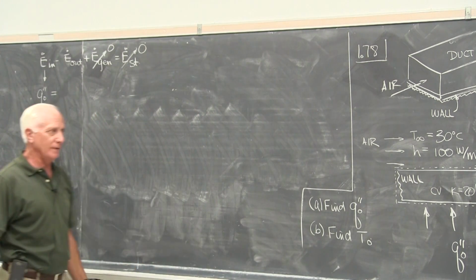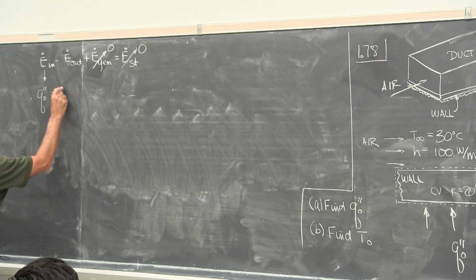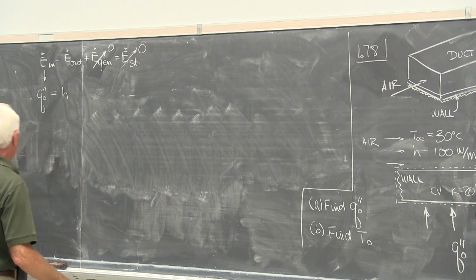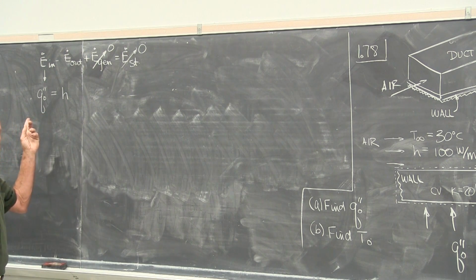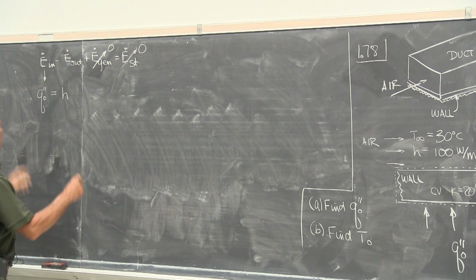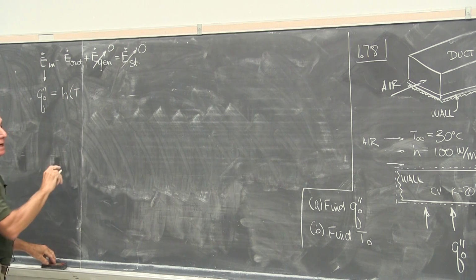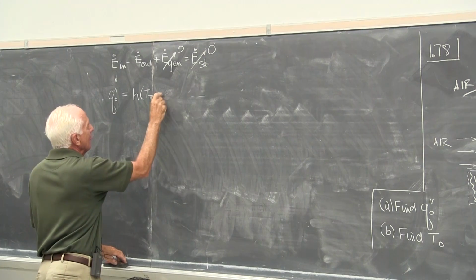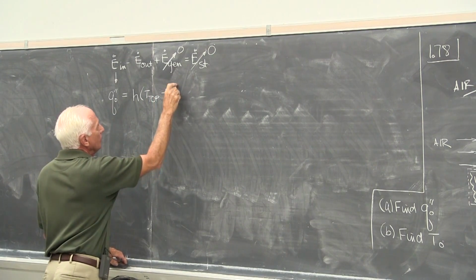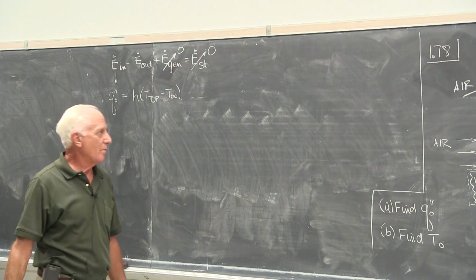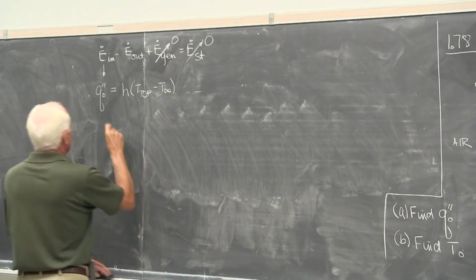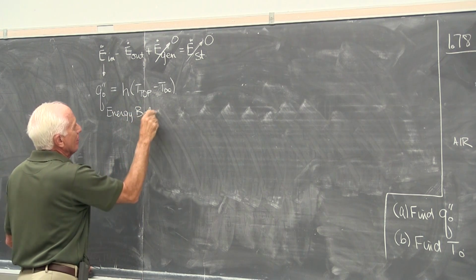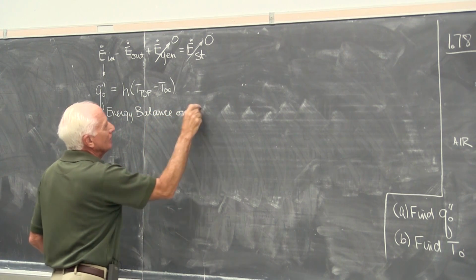Okay. So what's in there? Convection, right. H, divide by the area because I want everything in double prime. I don't know the area. H times T hot, where T hot is T top, minus the air temperature, colder, T infinity. Okay, this is the energy balance on the control volume.